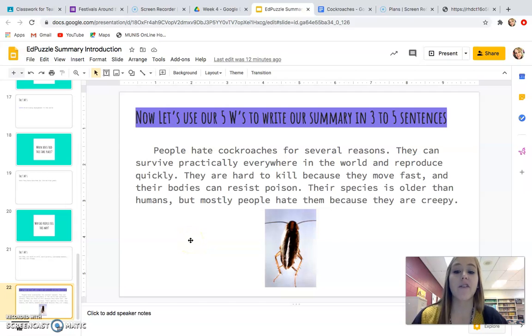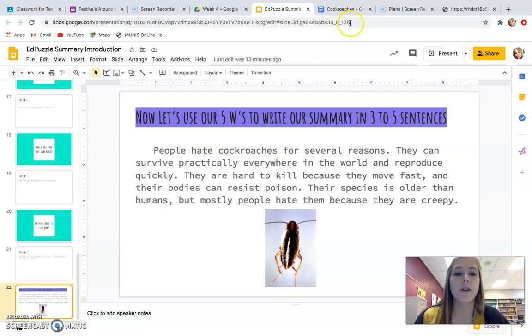They can survive practically everywhere in the world and reproduce quickly. So this is our where, everywhere in the world. And then here's our why. Why do people hate cockroaches? They're hard to kill because they move fast and their bodies can resist poison. Their species is older than humans, so there's our when, but mostly people hate them because they are creepy.